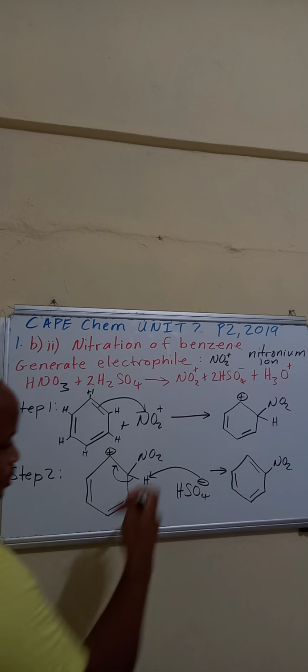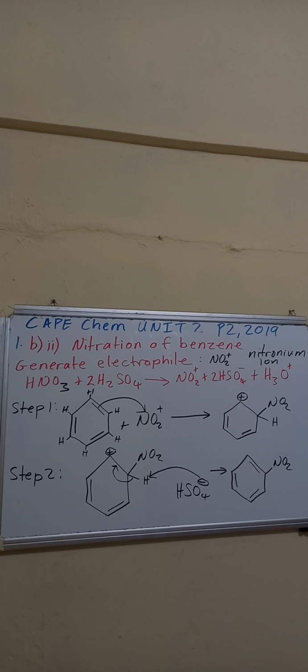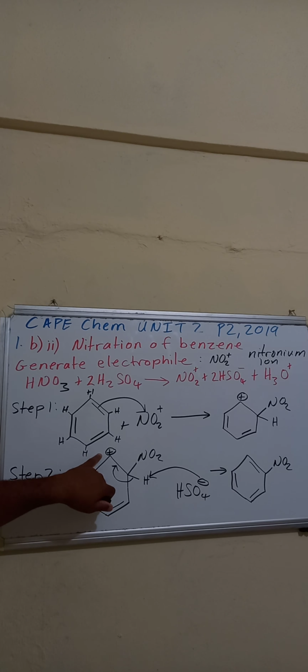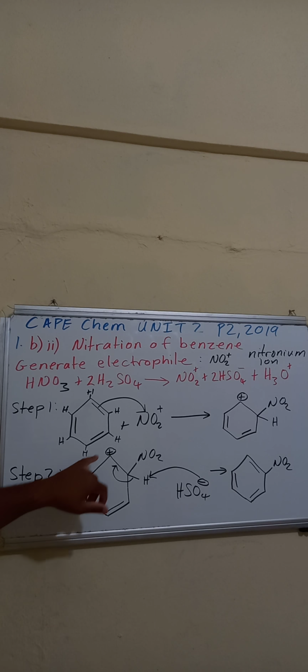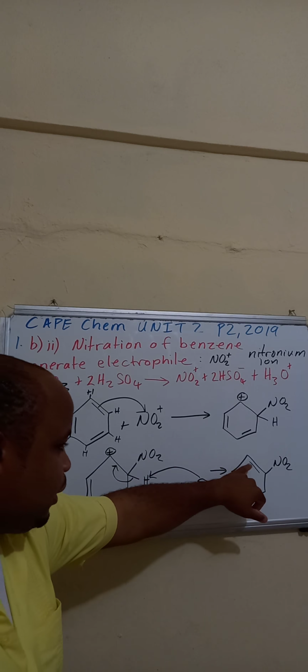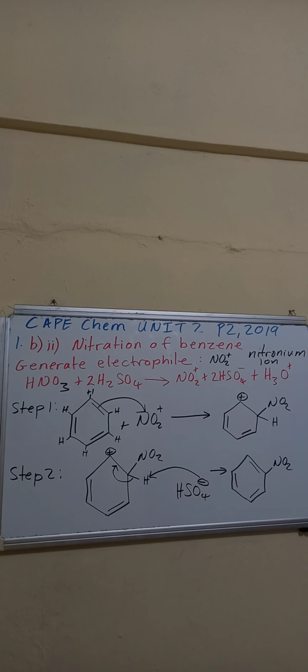Once it has four bonds, the positive charge will no longer be there, right? It is when it has the 3 bonds that the positive charge appears. So it has 4 bonds now, so there is no positive charge. So it is 2 steps, right?